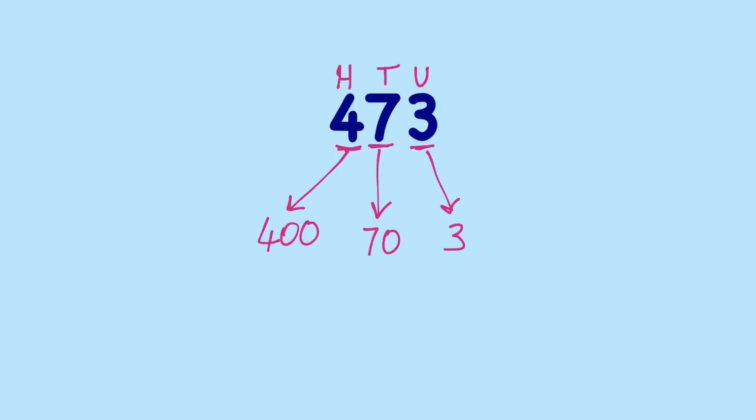When we partition, what we're doing is we're pulling a number apart, and then once it's in its parts we can put it back together. So if I had 400 and I added 70 and then I added 3, I'd get 473. Let's take another number.